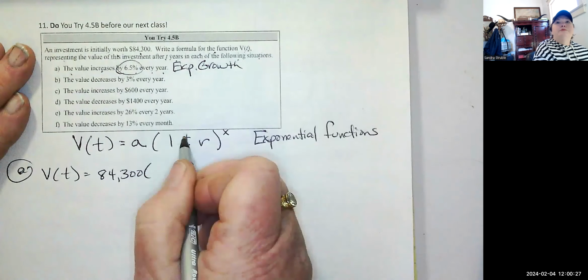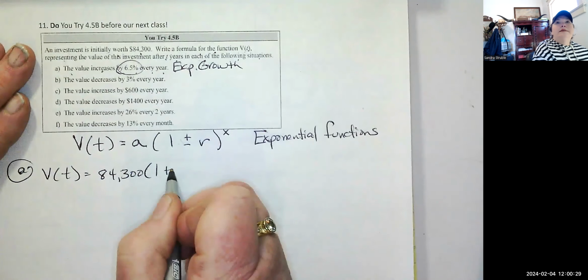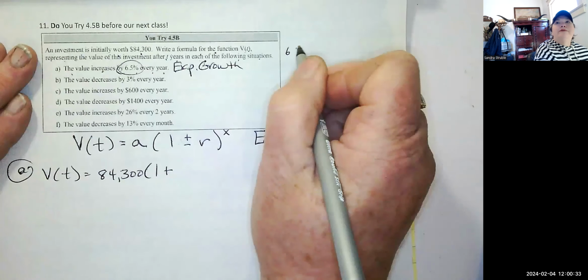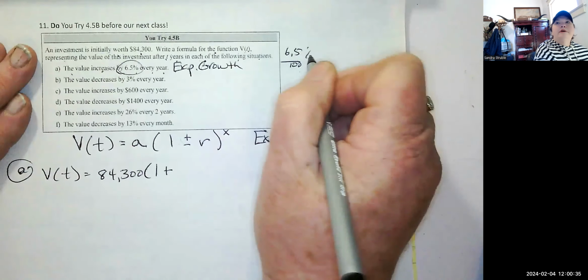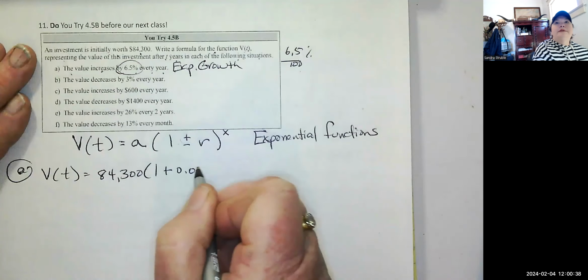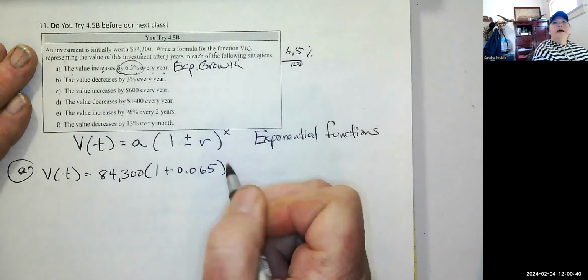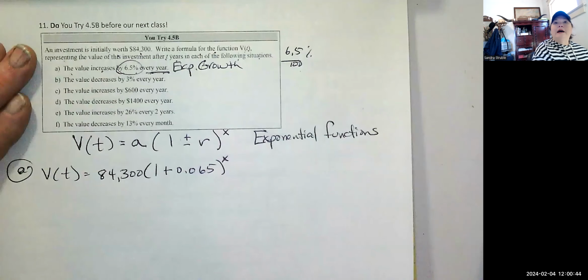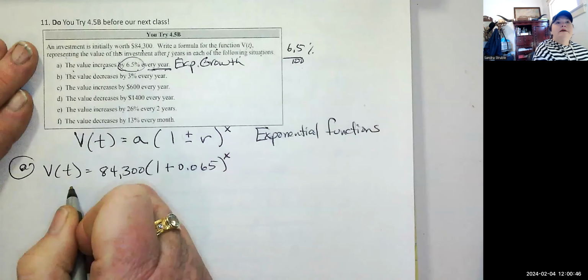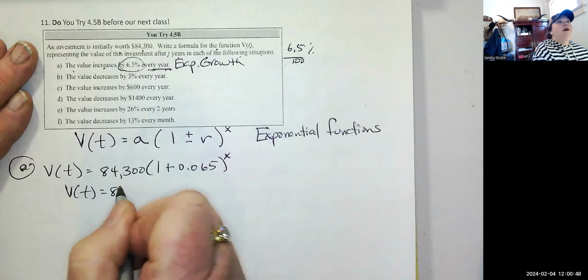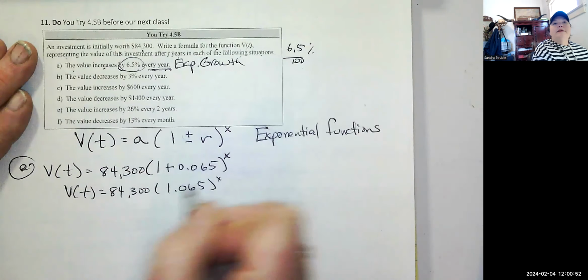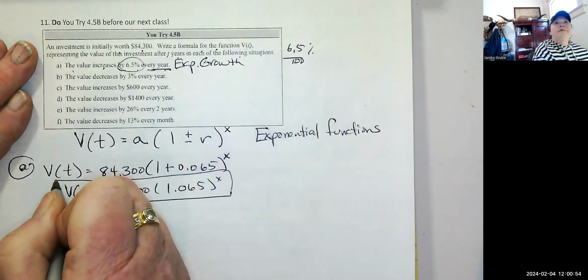All right, so I'm going to use the plus. 1 plus, my rate is 6.5%. 6.5 divided by 100 is 0.065. And it's every year, so that's just X. I'm going to clean it up so I don't lose any points on this. V of t is equal to 84,300 times 1.065 to the X. There's my answer for that one.